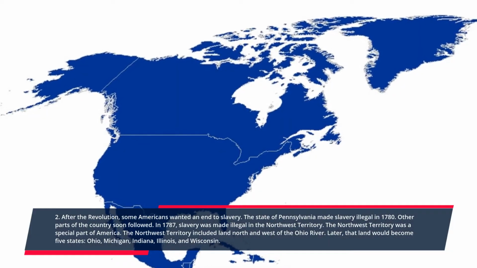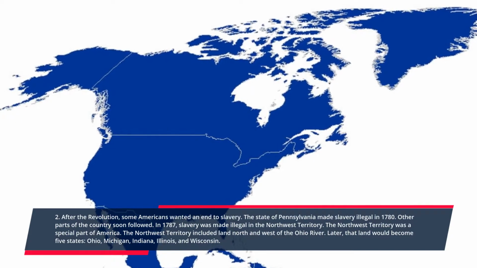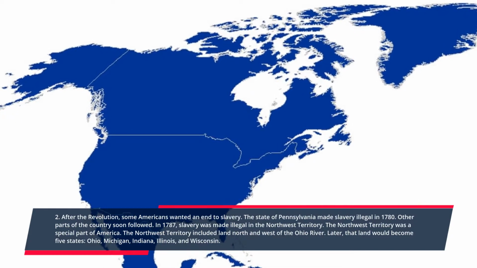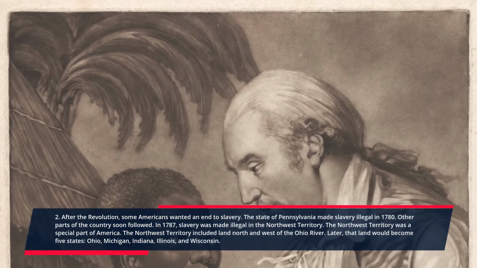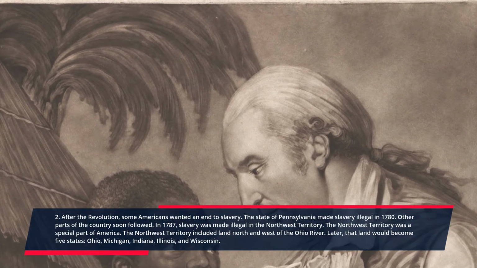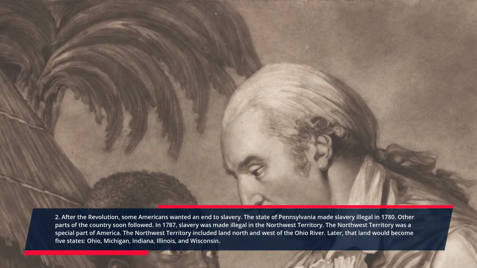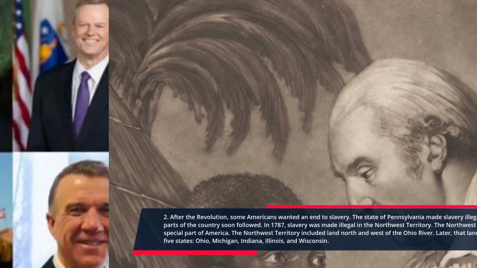In 1787, slavery was made illegal in the Northwest Territory. The Northwest Territory was a special part of America. The Northwest Territory included land north and west of the Ohio River. Later, that land would become 5 states: Ohio, Michigan, Indiana, Illinois, and Wisconsin.